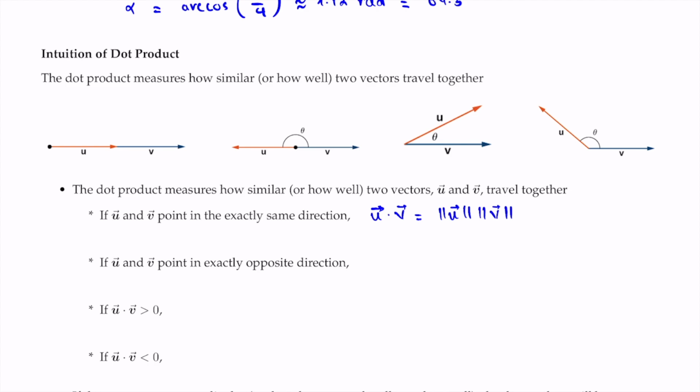If u and v point in exactly opposite directions, then the angle between the two vectors is 180 degrees, and cosine of 180 degrees is negative 1. Therefore, you have u dot v equal to the negative of the magnitude of u times the magnitude of v. These two cases imply that the two vectors are parallel with one another. It doesn't matter the direction, u and v are parallel.